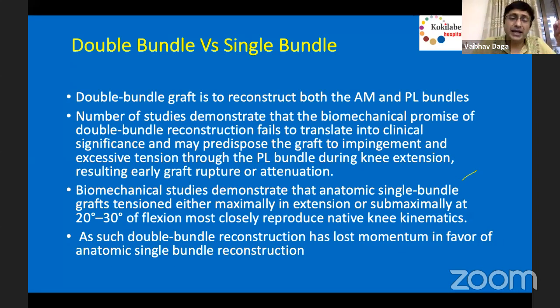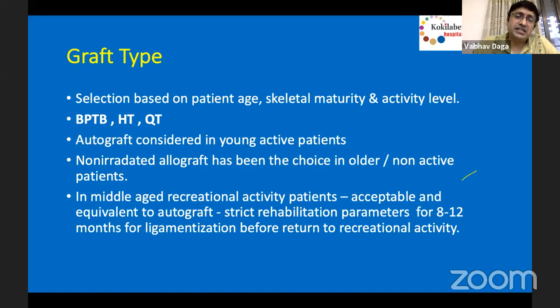So we want to get it back to the same way as it was exactly. So anatomic placement, single bundle reconstruction, that is what they are looking at, and they have found success in that. Graft type selection is based on the patient's age, skeletal maturity, and activity level. As I said, there are 3 types of grafts: the bone patellar tendon bone, the hamstrings, and the quadriceps tendon.